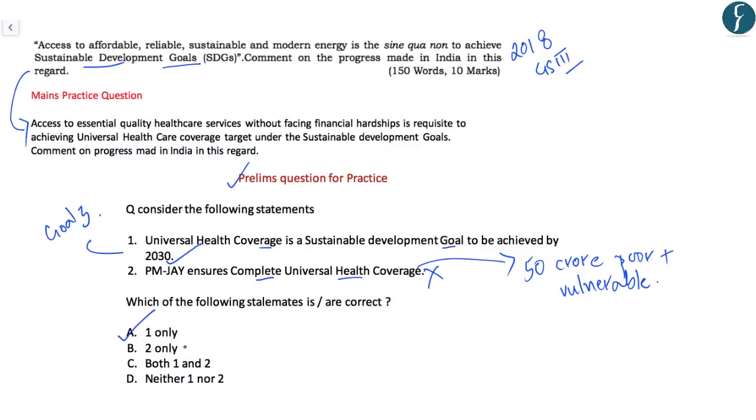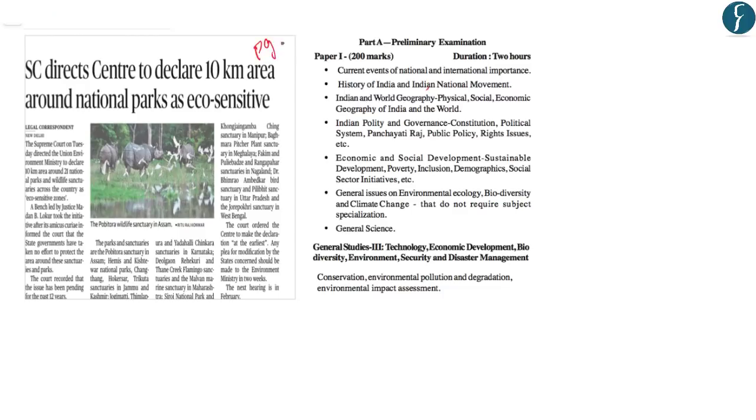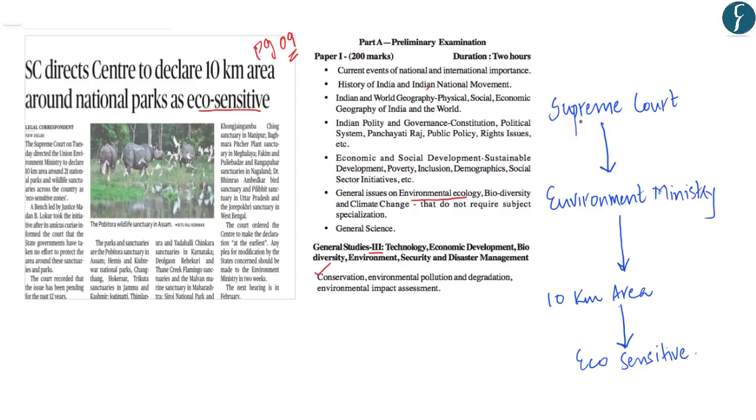With this, we come to an end of this discussion. Let's move on to the next article. The next news is from page number 9 and is in reference to the eco-sensitive zones. From a prelims perspective, they will form a part of your environment and ecology, and for mains, they will come under GS paper 3 under the subtopic of environment conservation. Now the context of this news is that the Supreme Court of India has directed the Environment Ministry to declare 10 km of area around 21 national parks and wildlife sanctuaries as eco-sensitive area.